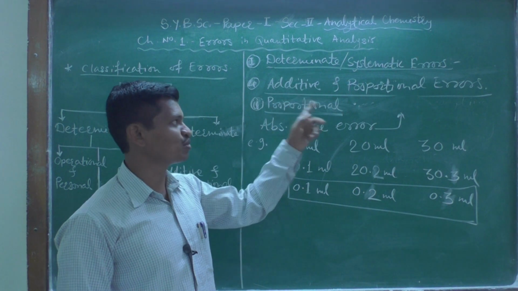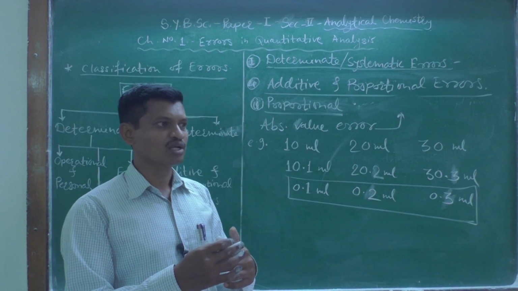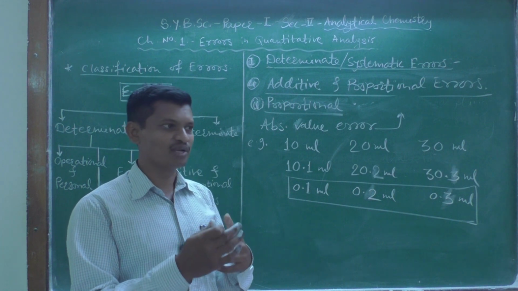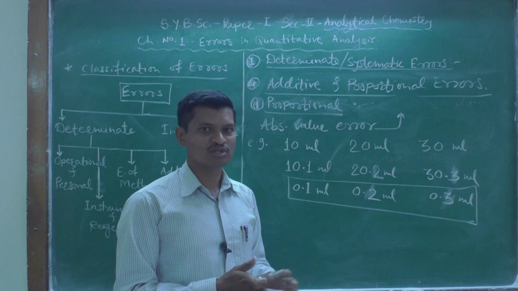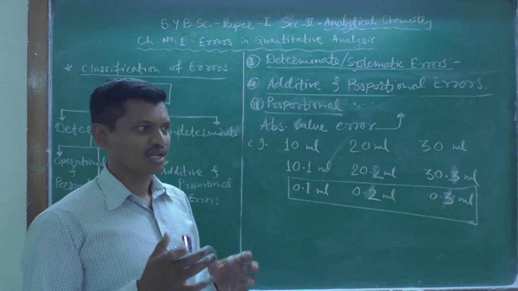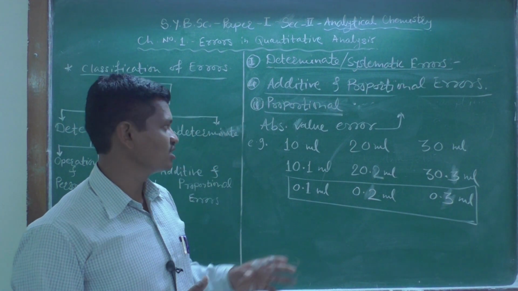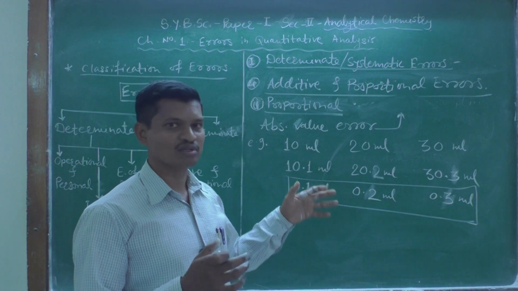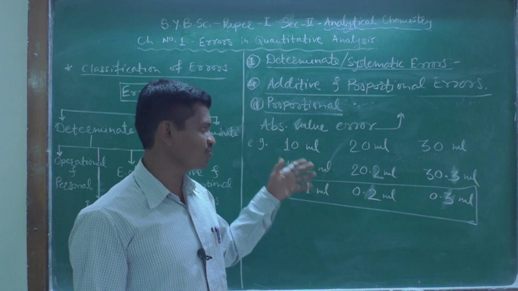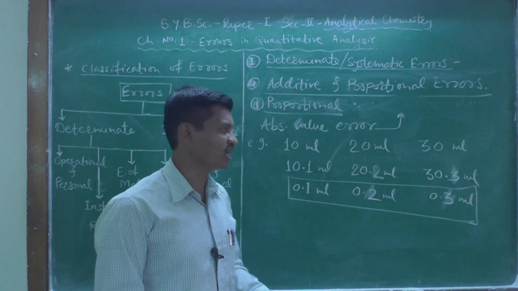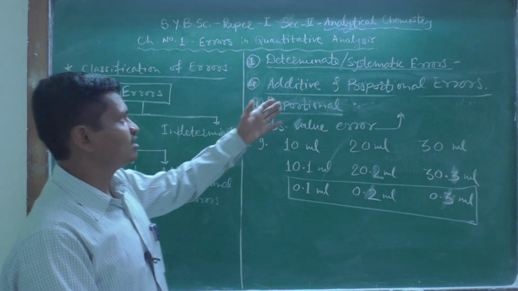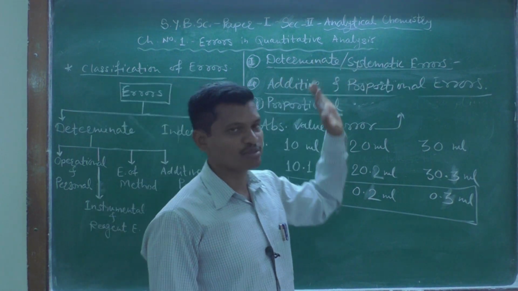So additive and proportional errors are comparative. You can remember these things comparatively. Okay, so don't go through your textbooks, because very critical language is used in your textbooks. I have made some simple language notes for your explanation purpose. So remember these things as well. Okay, so this is all about the first type, that is determinate or systematic errors.